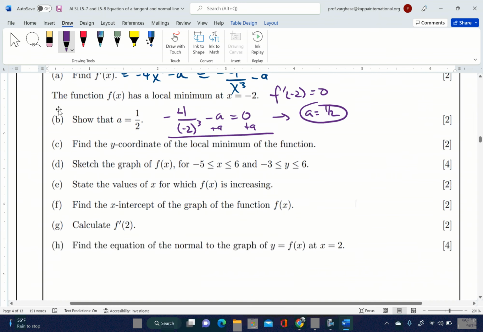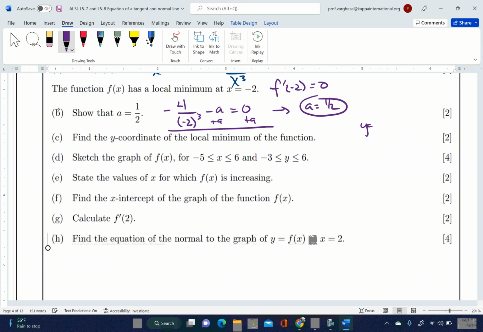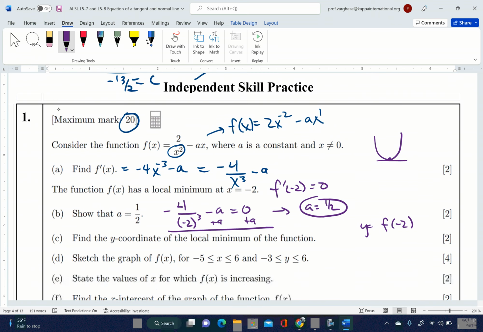Okay. Part C, find the y coordinate. So we have completed the function. Since we know that the function has a local min at x equals -2, right? They told us that. We're going to substitute x equals -2 into f of x. Okay, so we have over here, we have y is equal to f of -2. So we're going to go ahead and plug in -2 into the original function, okay, which is over here. Yep. So I'm going to plug -2 right into there.